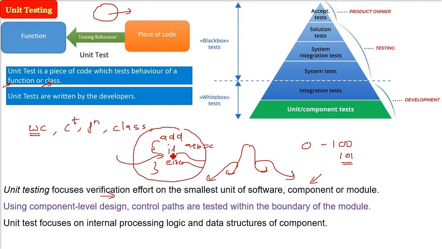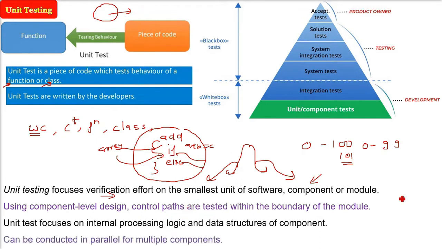Along with this, whatever computation or internal processing logic you have written, or the data structure you have used, say an array or a linked list, does it work fine? For example, an array always starts with 0 and ends with n minus 1. And because you are checking the component on the basis of unit, you can conduct this unit testing in parallel.